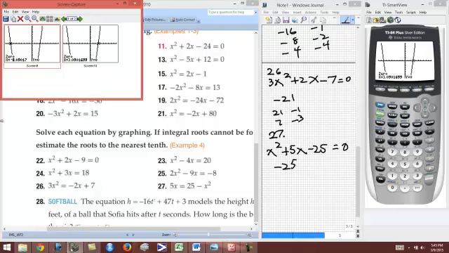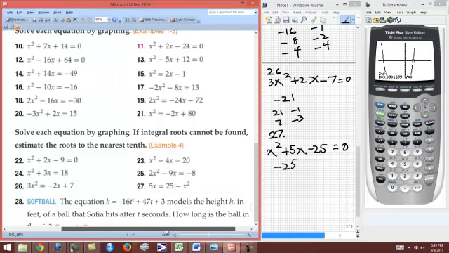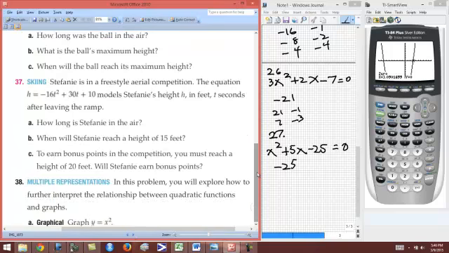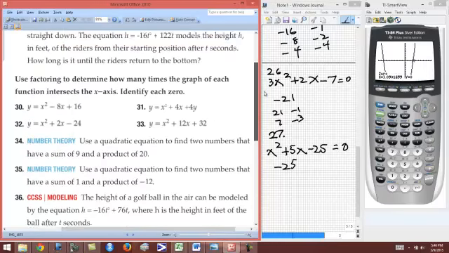28. Okay, now a little word problem here. Now, how long is the ball in the air? Let me go to the next page so I can see this whole problem. Here we go, 28.